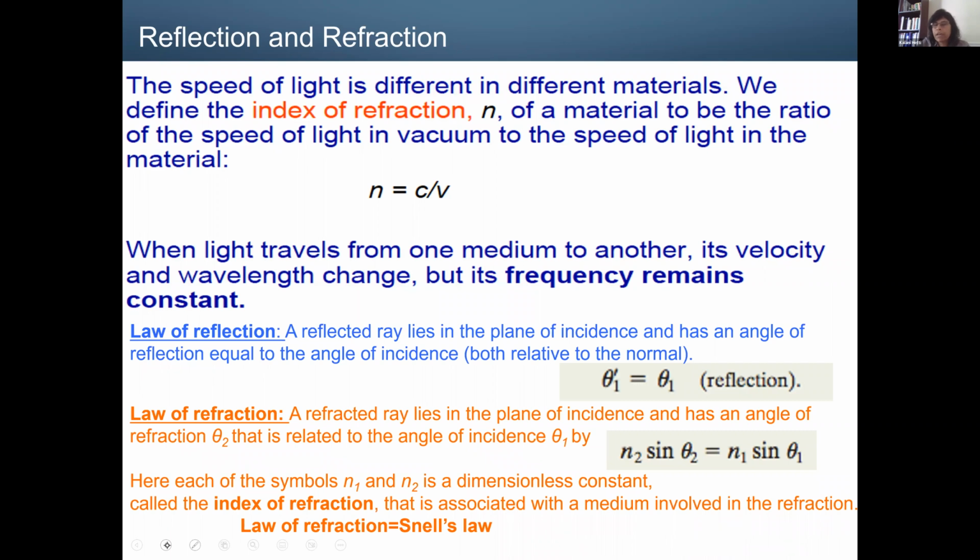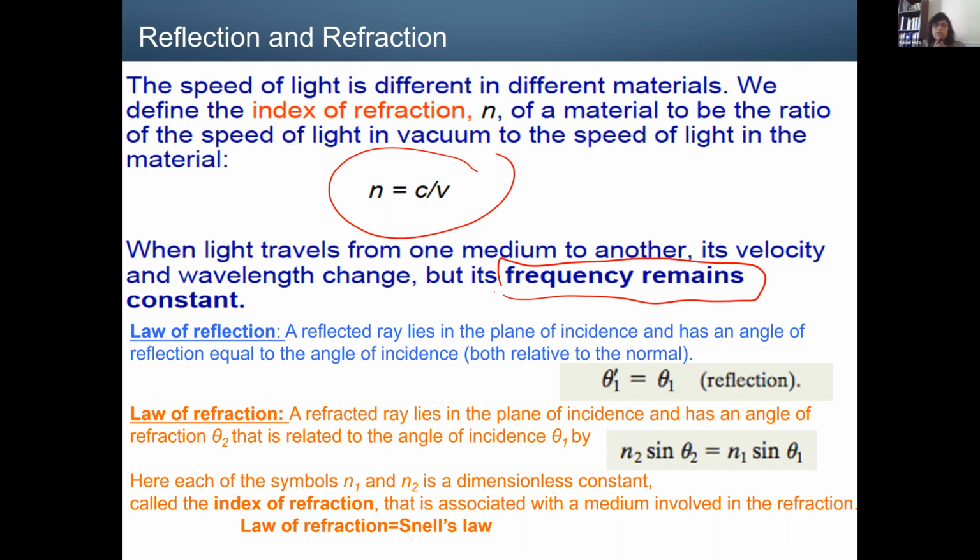So index of refraction we define as we did earlier. It's obvious, right? And then when your light goes through the media, your velocity and the wavelength are going to change, but your frequency is going to remain constant. You remember that velocity equals frequency times wavelength. So two parameters should change: the velocity and the wavelength. But frequency is going to stay constant when it goes through the media.